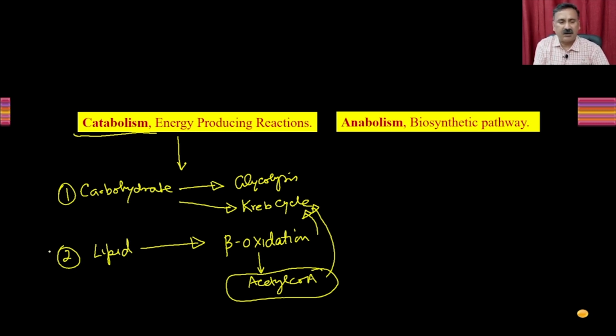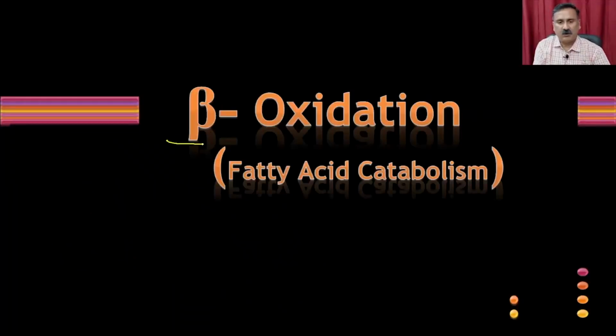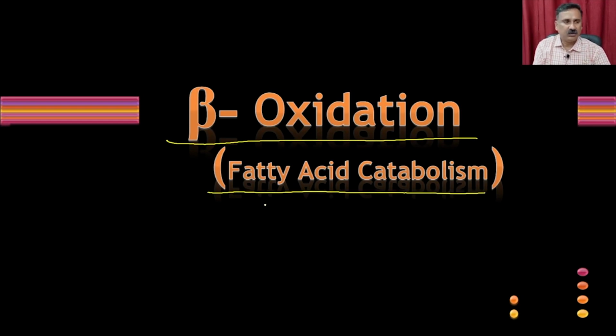So let's discuss lipid metabolism, how beta oxidation produces energy, and what different enzymes are involved in this metabolic pathway. Beta oxidation, or fatty acid catabolism, starts when there is an entry of lipid molecules inside the cell. But it does not start from that point; it starts when you take a lipid-rich diet in your food.